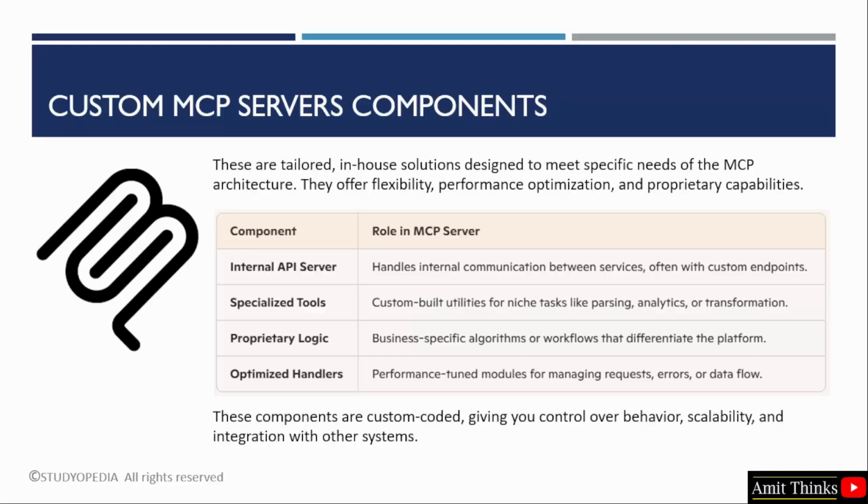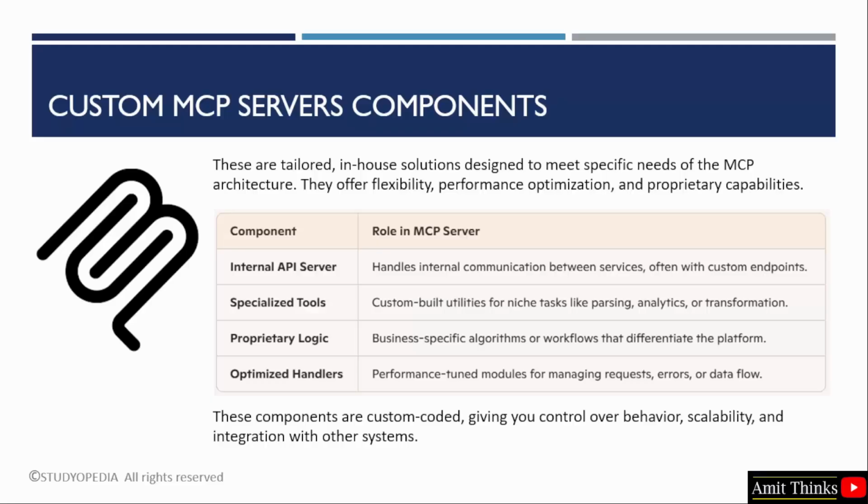It handles your internal communication between servers, often with custom endpoints. Specialized tools, as the name suggests, are custom-built utilities for tasks like transformation, analytics, parsing and others. Proprietary logic is business-specific algorithms or workflows. Optimized handlers are performance-tuned models for managing requests, errors or data flow. Since these MCP servers are custom coded, it gives you complete control and easy integration with other systems.